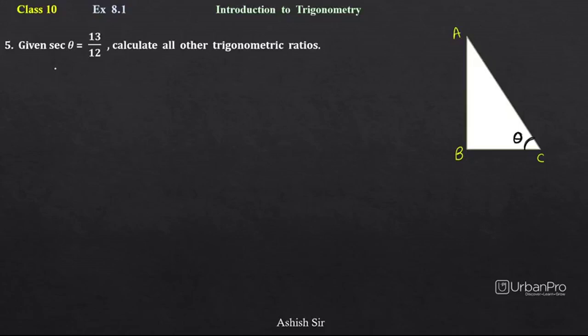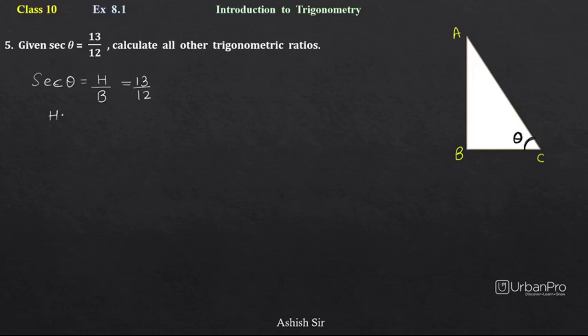Now question number 5. It's given that sec theta equals 13 by 12. Calculate all other trigonometric ratios. So when sec theta is given to us, we know that sec theta is the reciprocal of cos. Cos is base by hypotenuse. Sec is the reciprocal of that, hypotenuse by base. And it is given as 13 by 12.